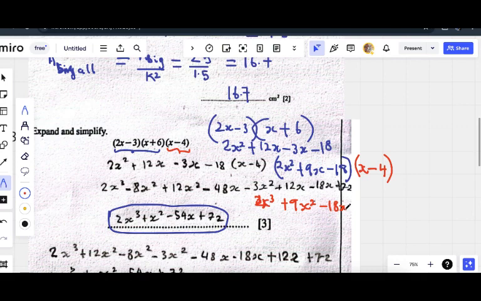So we've used x to multiply the whole of this bracket. Now we want to use negative 4. Negative 4 times 2x squared, we get negative 8x squared. So you write negative 8x squared. So we say negative 4 times 9x, we get negative 36x.